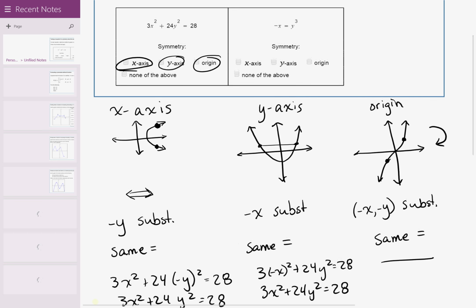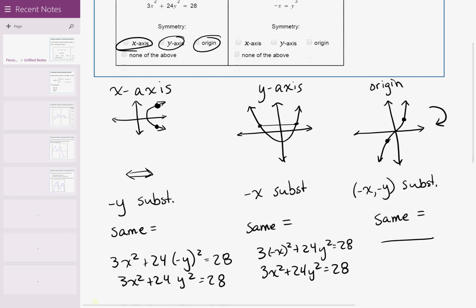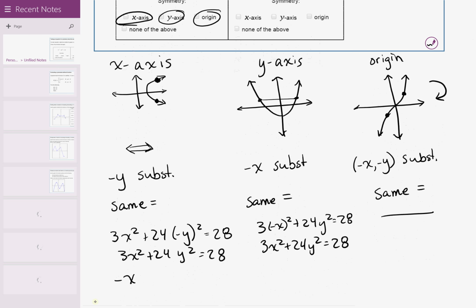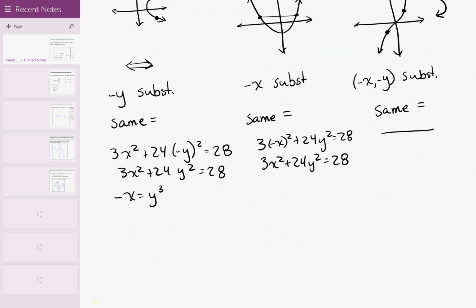Okay, for the next one, I'm given negative x is equal to y cubed. So if I substitute in negative y here, I get negative x is equal to negative y cubed. And that's x is equal to y cubed. That is not the same function. So I do not have x-axis symmetry.